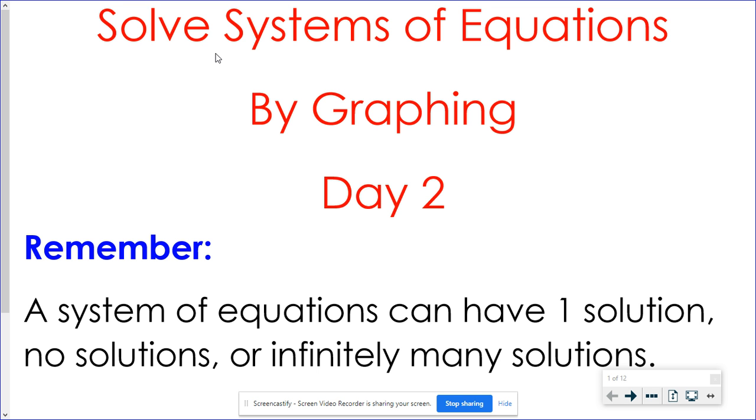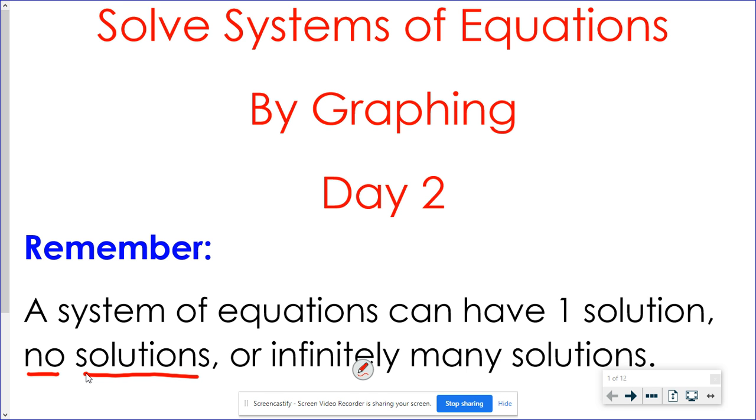Sometimes we get no solutions. That's what happens if we have parallel lines. If they're parallel, they're never going to cross. Remember, every single point that you graph on a line is a solution for that equation. So if we can find the one point where they cross, then that one point would be a solution for both equations. That would be the solution for the system. If they don't cross, if they're parallel, we get no solutions.